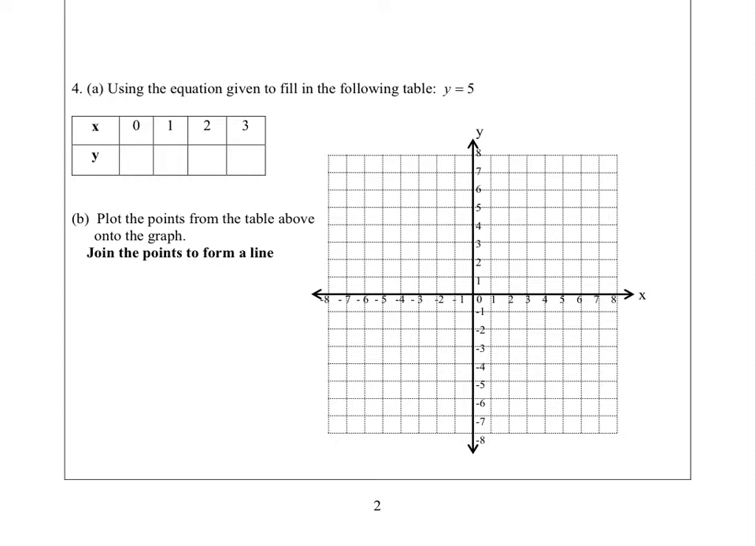Okay, question 4. Using the table, y equals 5. So x has no effect on it, so it doesn't matter. It's always 5, which is a horizontal line through y equals 5.